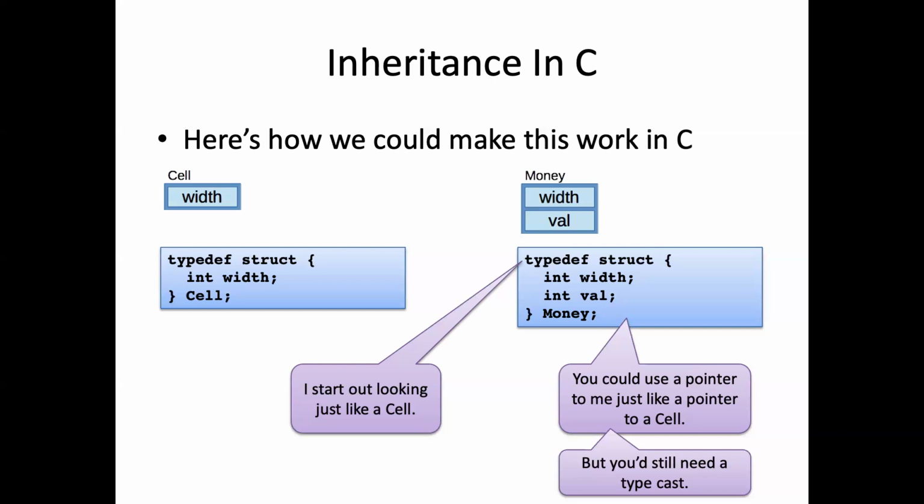So by organizing them like this, the point is if you had a pointer to cell, or if it was really a pointer to this subclass money, it should look the same to you in memory. It starts with an int. What else would we want for an object? We'd probably want something that worked like a constructor.